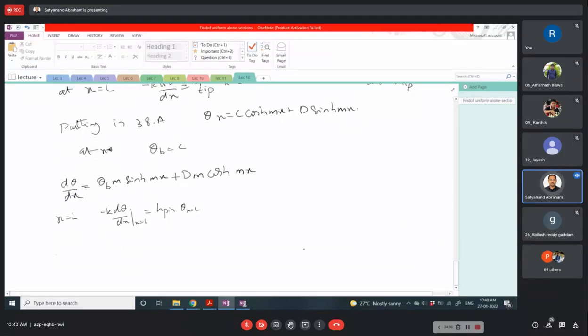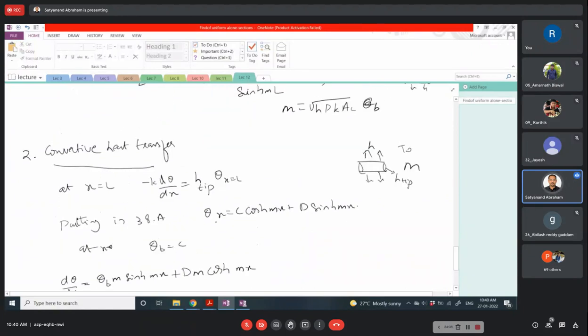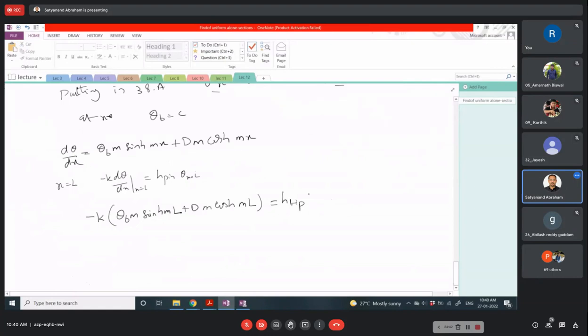If we incorporate that, we can see that minus k into theta b into m sin h ml plus d into m cos h ml is equal to h tip into theta L. Theta L means directly in this equation we have to put x is equal to L. So h tip into theta b cos h ml plus d into sin h ml.